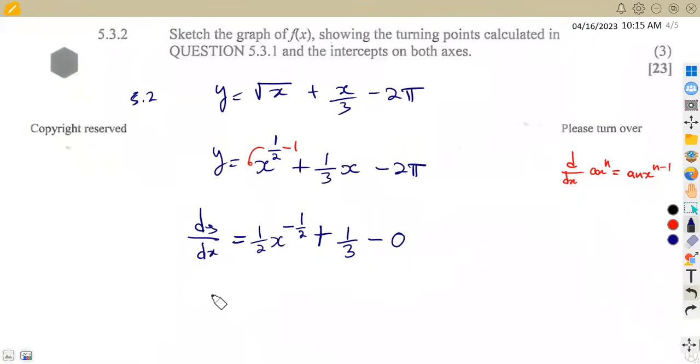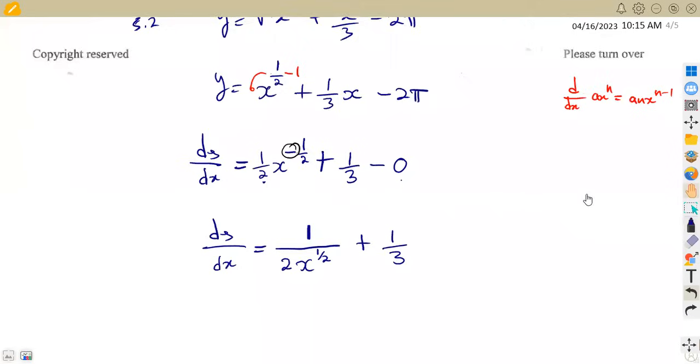That's a 0 there. So therefore, our dy/dx, writing in terms of positive exponents, from our laws of exponents, a negative exponent is the same as 1 over. So this is going to be 1 over. Already 2 is in the denominator, so this is going to be 2x to the exponent of a half, plus 1 over 3 minus 0. That one, we can leave it like that.